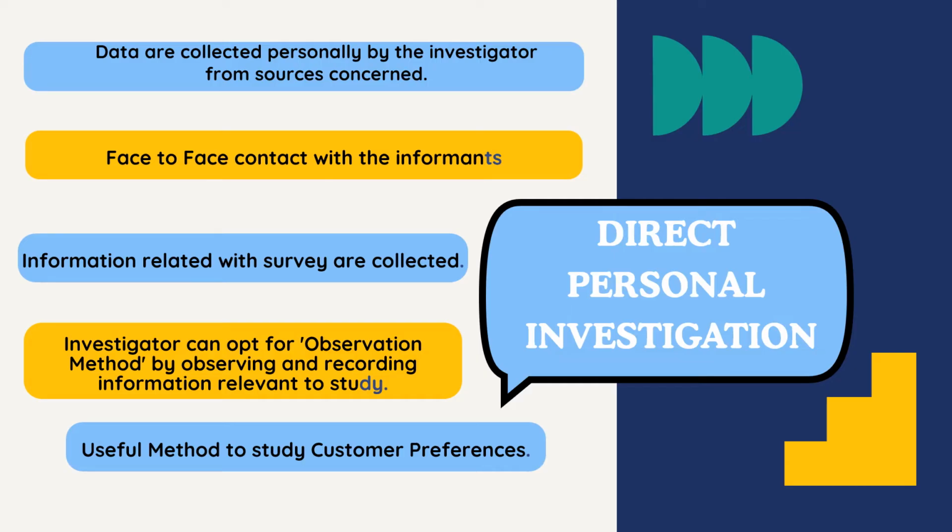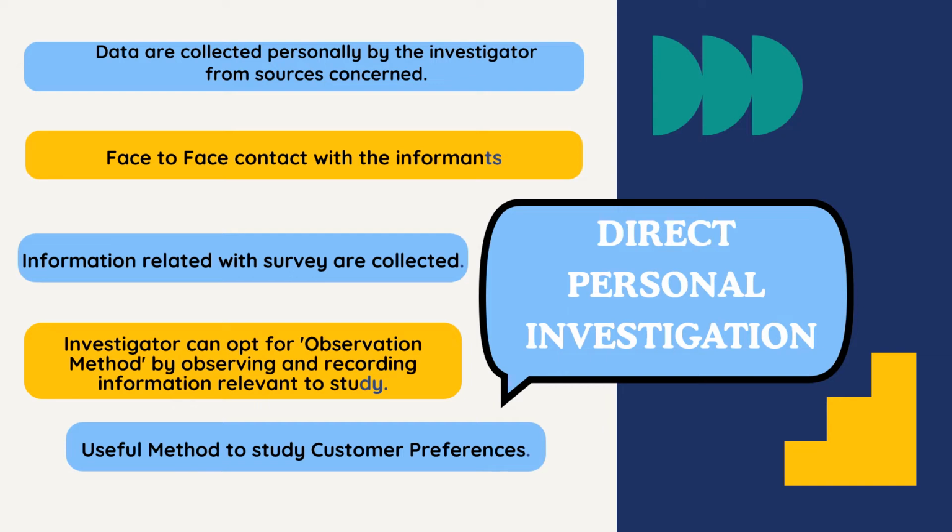Here the data is collected personally by the investigator from the sources concerned. Here the investigator, the researcher, the study maker always personally collects the data. From whom? The informants, by meeting them face to face. Also, the information is related with the survey. If you are doing any survey, then you can go for direct personal method. Here the investigator can opt for observation method also, by observing and recording the information relevant to the study.